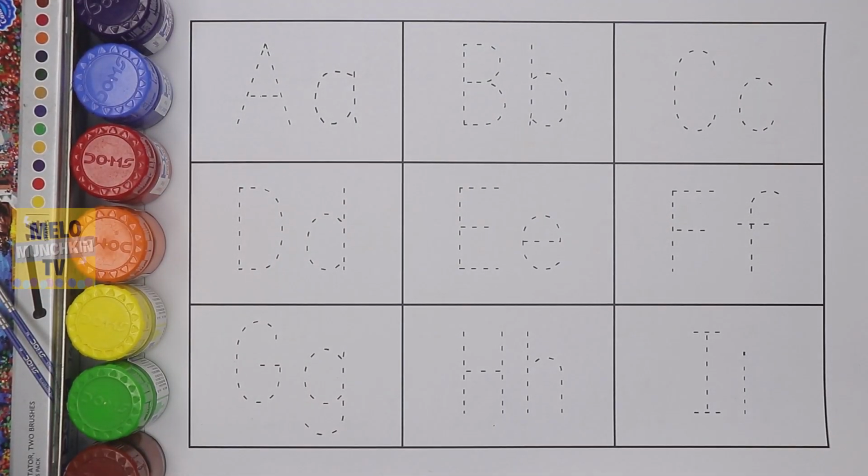Hello kids! So today in this video we are going to learn alphabets from A to I, both in capital letters and small letters. But before that we'll learn some colors.